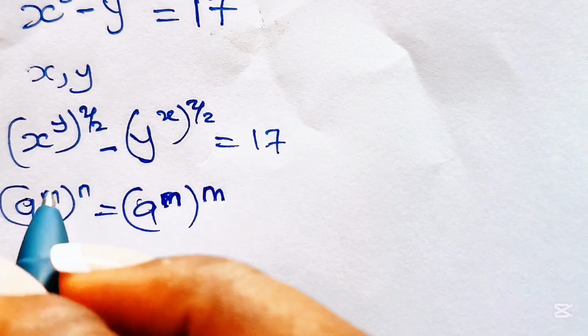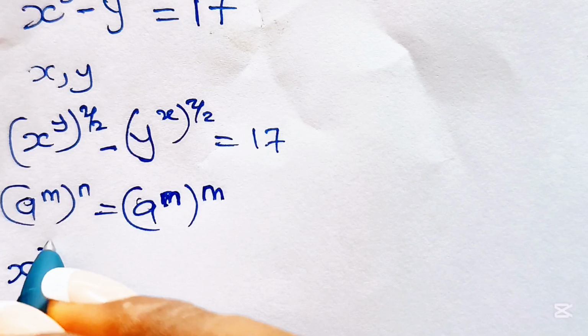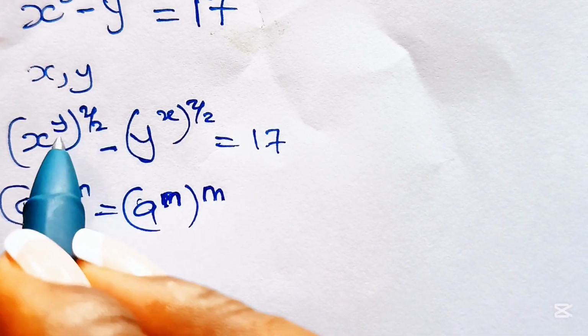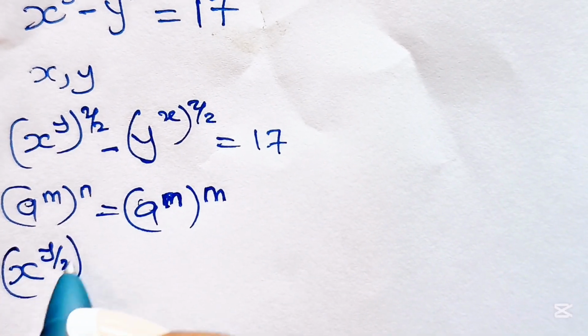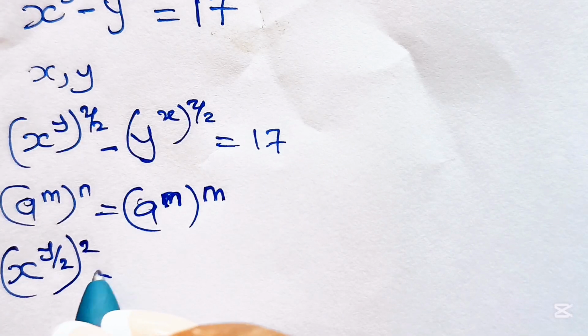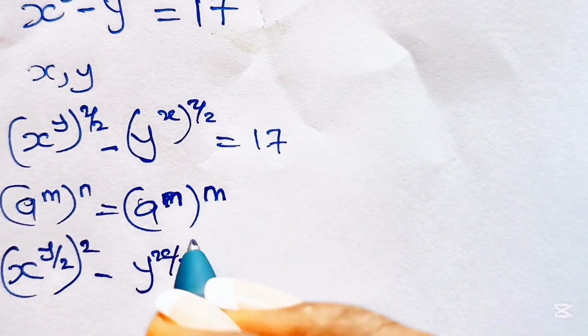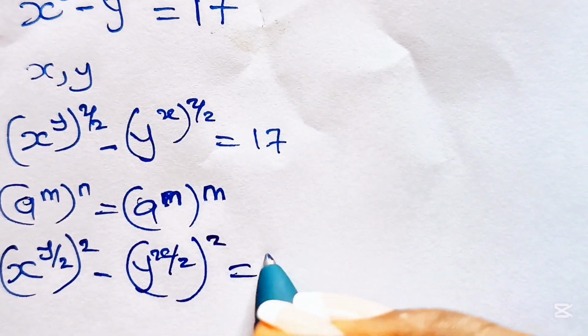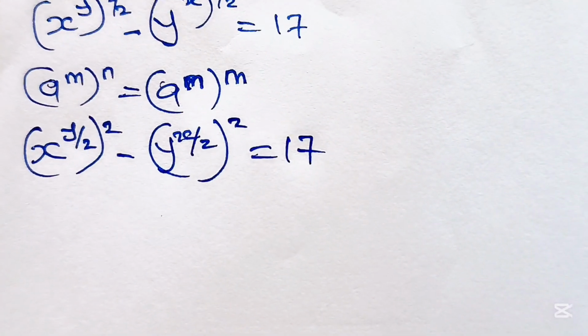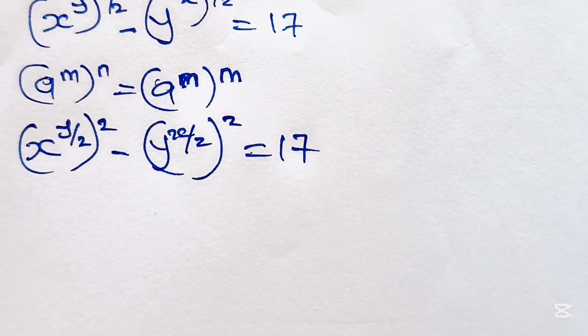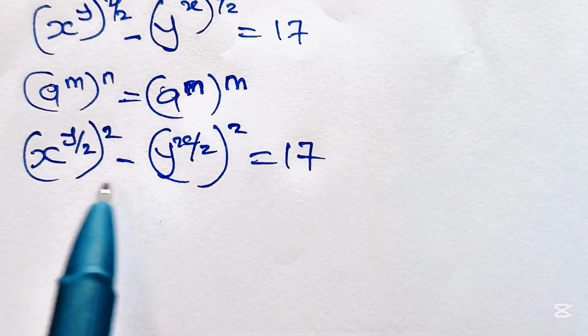So that means that we can write this as x to the power of y over 2, if I bring this 2 in, raised to the power of 2. And I'll do the same thing here: y to the power of x over 2 raised to the power of 2 is equal to 17. Now, at this point, you can see that we have a difference of two squares here.